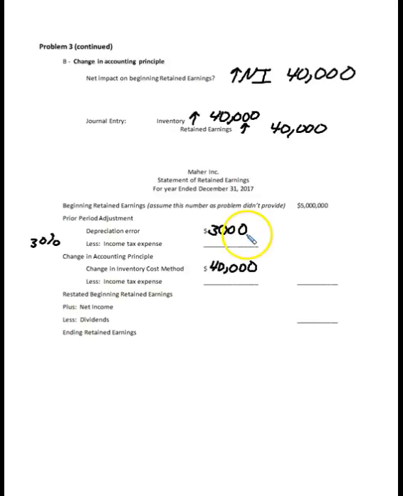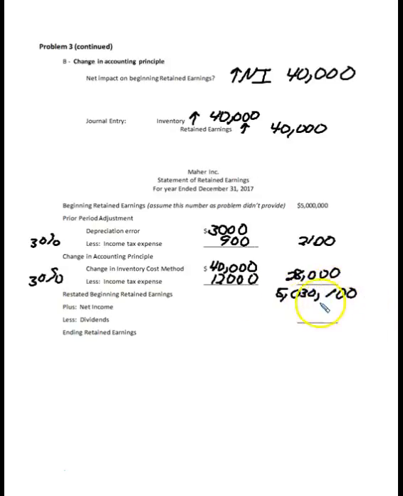So we have a $3,000 prior period adjustment and a $40,000 change in accounting principle. And both of those have impacted 2015 and 16. Now we also have to net those with taxes at 30%, so $900 and $12,000. So if I net those, I'll get $2,100 and $28,000. And then all I do is I restate my beginning retained earnings. So what I started with, I add those in. So $5,030,100. That's right.